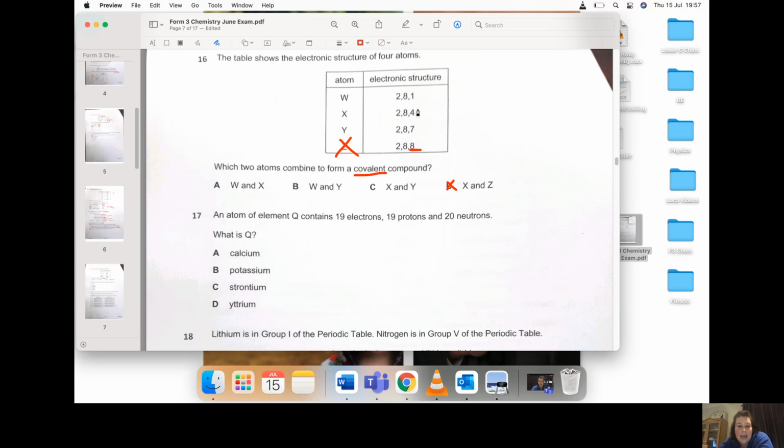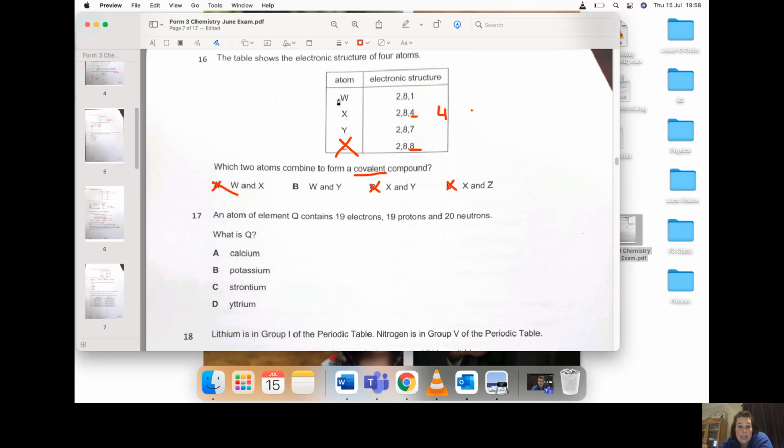If we now look at X and Y mixing together, X has 4 electrons, so it needs another 4. Y has 7 electrons in its outer shell, not 4. That's not going to add up. So it's not X and Y. Just checking my answer. If we look at W and X, X needs 4 electrons. W can only give 1. It's not really going to work.